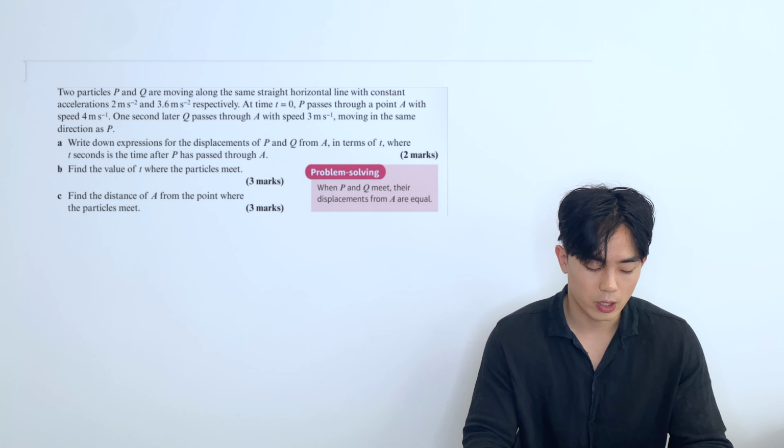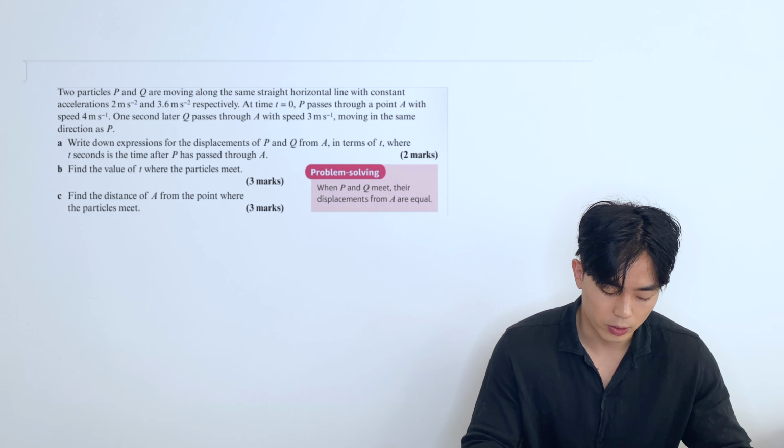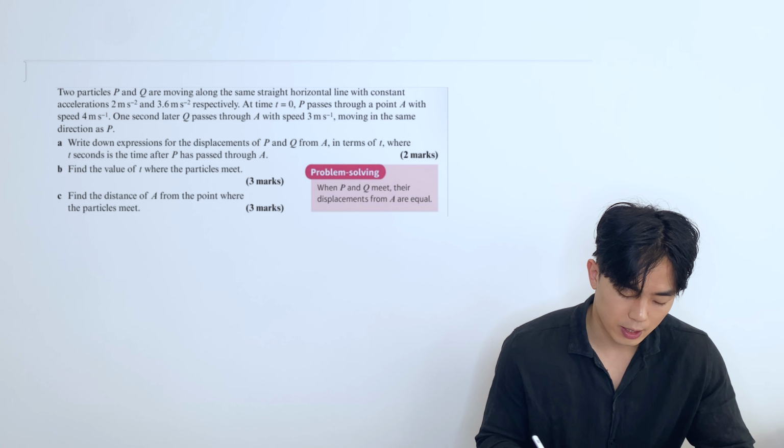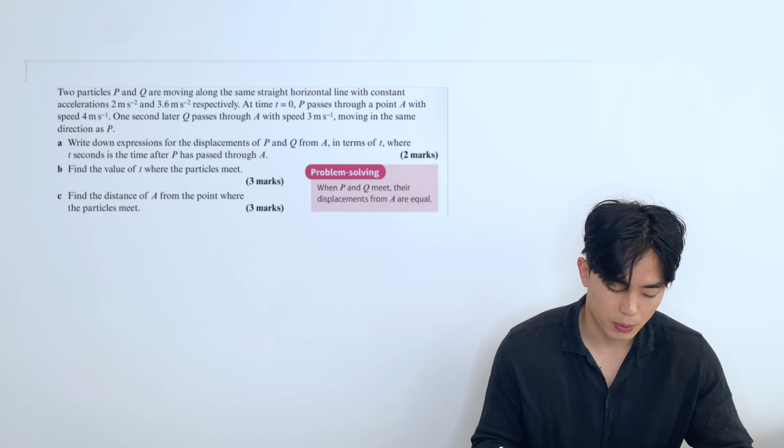Let's try another question. 2 particles P and Q are moving along the same straight horizontal line with a constant acceleration of 2 and 3 meters per second squared respectively. At time t is 0, P passes through point A with speed 4.